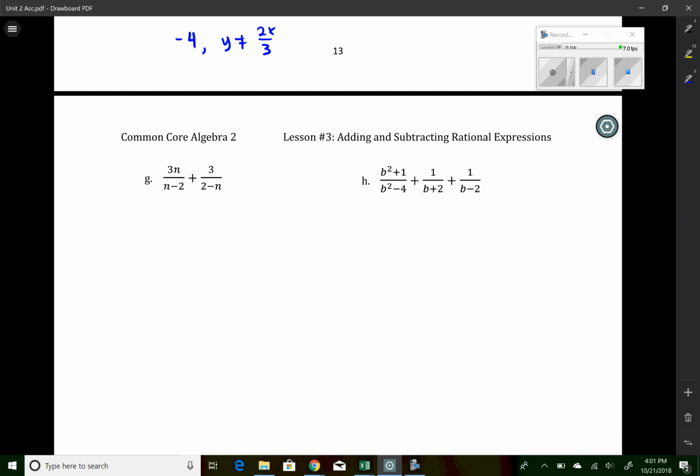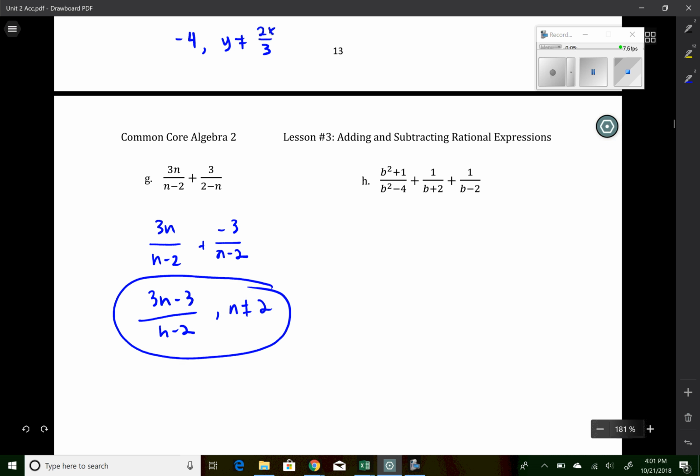For G, I have this additive inverse thing again. Notice that's come up a bunch here, so that must be important. So this is going to become -3 up top. So now I'm going to have 3n minus 3 all over n minus 2. Even if I factor the numerator, I notice nothing's going to reduce in the denominator, so it's an unnecessary step at that point. If you did, it's totally fine, and there's your answer.